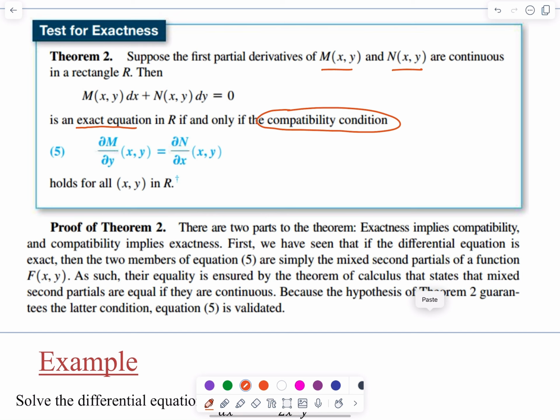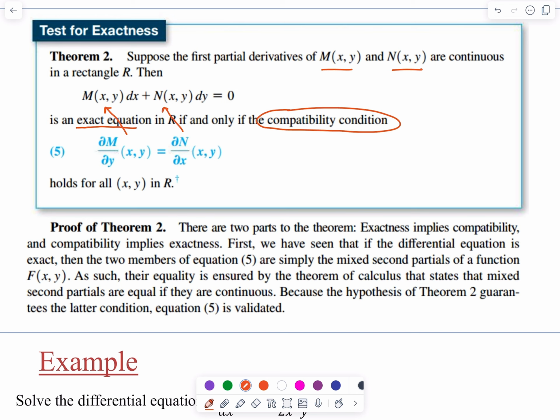So here we have the partial derivative of M with respect to y is equal to the partial derivative of N with respect to x. Okay, so we will be taking the partial derivative of M here with respect to y and the partial derivative of N here with respect to x.